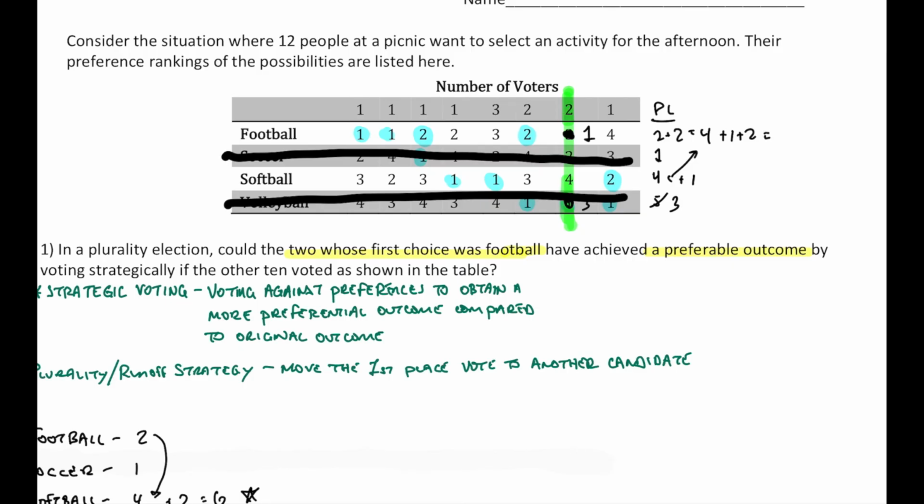So let's see what happened. 4 + 1 + 2 brings us up to 7. Softball goes 4 + 1 gets us 5. Ooh, so football has come up on top.